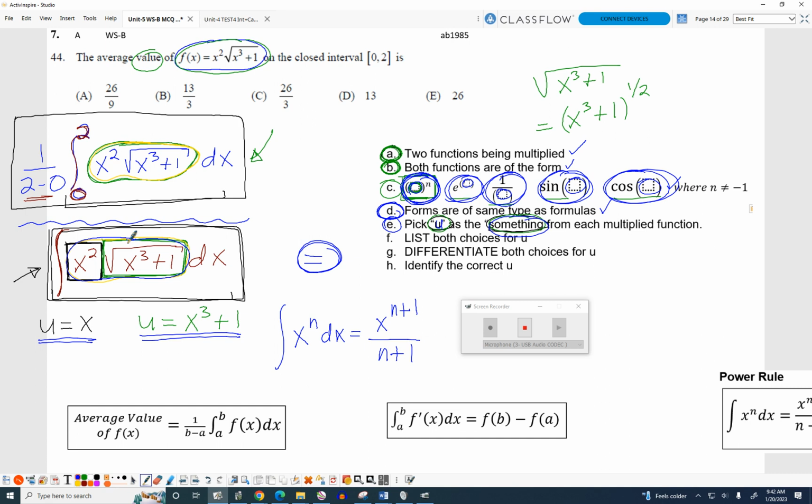And what's the name for this thing that we're doing? There is a name. Most teachers will call what we are doing u substitution. The more official name is we are finding an antiderivative using substitution.